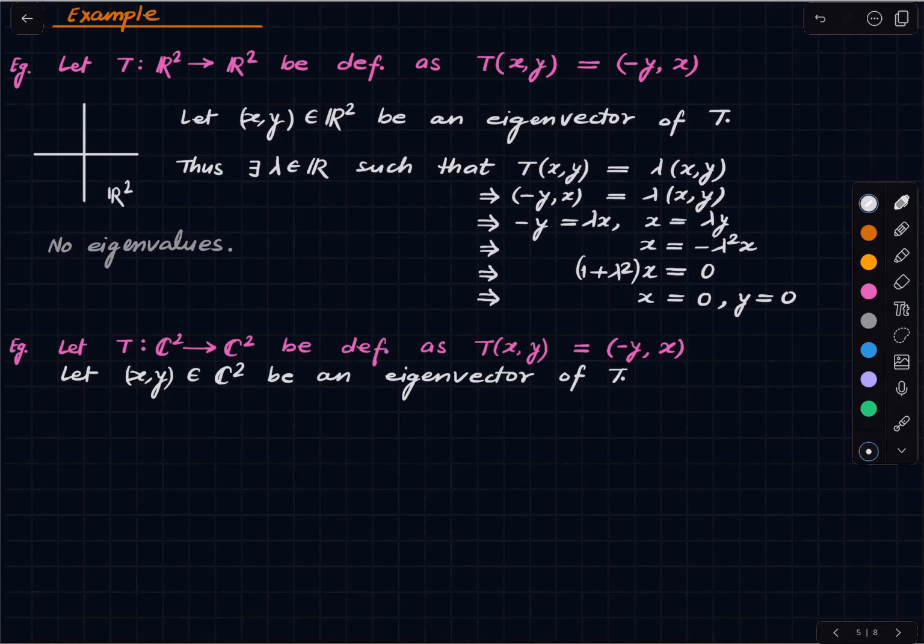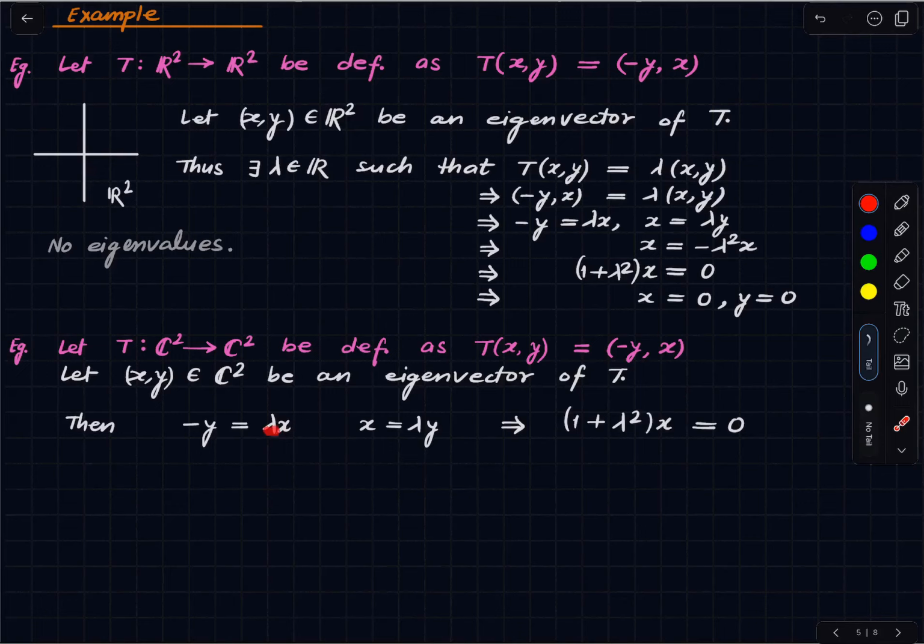So then the same calculation will tell us that minus y is lambda x and x is lambda y, which implies 1 plus lambda square times x is 0. But this time, since lambda is possibly a complex number, right? Lambda is a complex number. It could be real also, but it is a complex number such that this is 0.